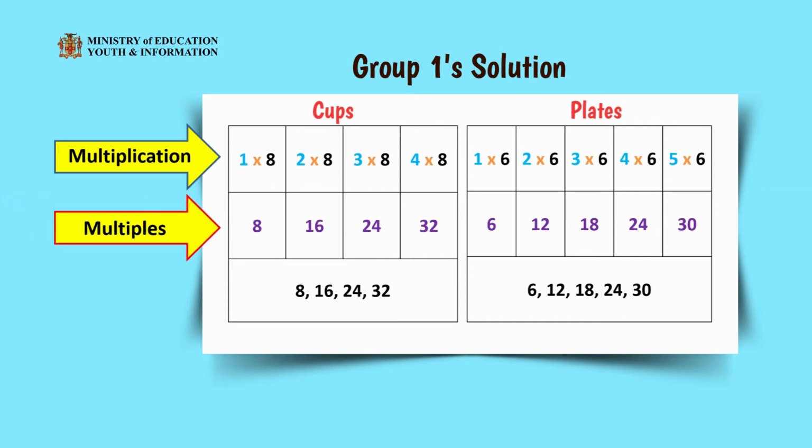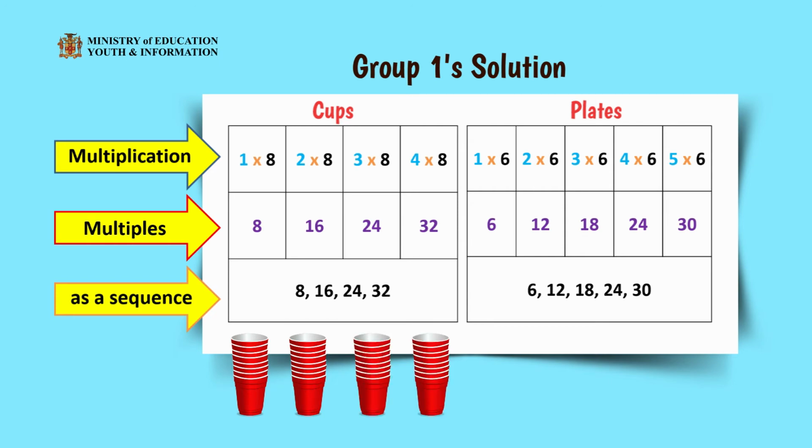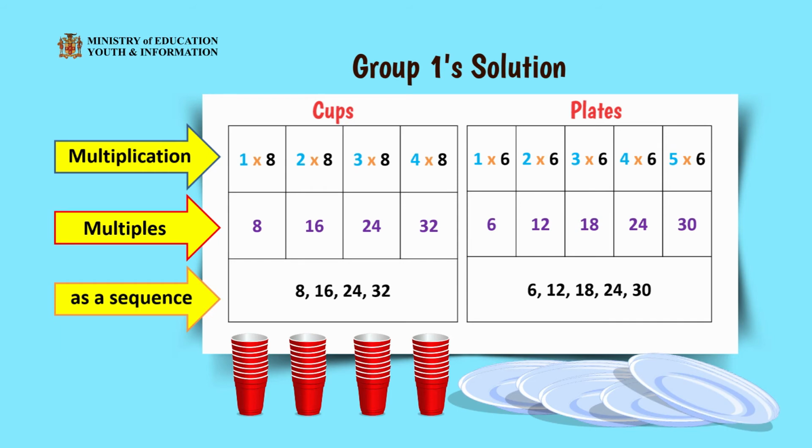In the second row, the products are found to give the multiples of 8 and 6. Can you tell what should come in the third row? Awesome! They listed the multiples of 8 and 6 in sequential order. The first 4 multiples of 8 were 8, 16, 24, and 32. And the first 5 multiples of 6 were 6, 12, 18, 24, and 30. This was as far as they got.